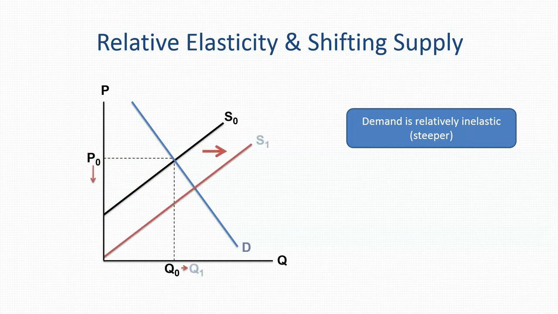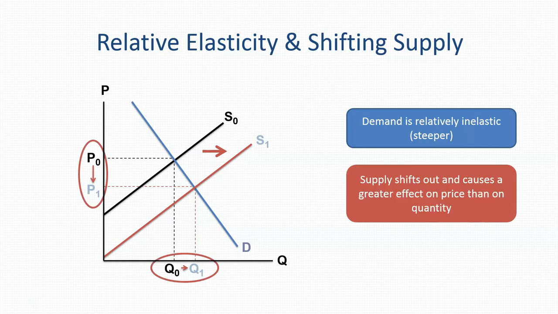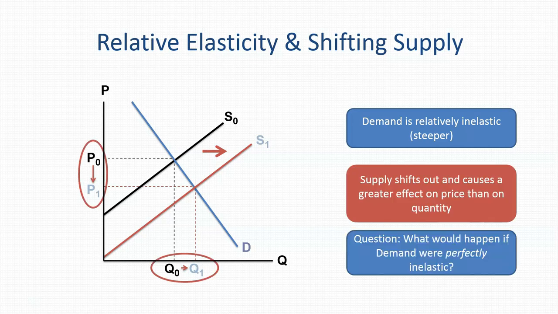What we're seeing here is that because demand is relatively inelastic, most of this change occurs through the lower price relative to the greater quantity. You could even go as far as to think of what would happen if demand were perfectly inelastic, a vertical demand curve. In that case, of course, an increase in supply is going to translate only into a lower price with no change in quantity.